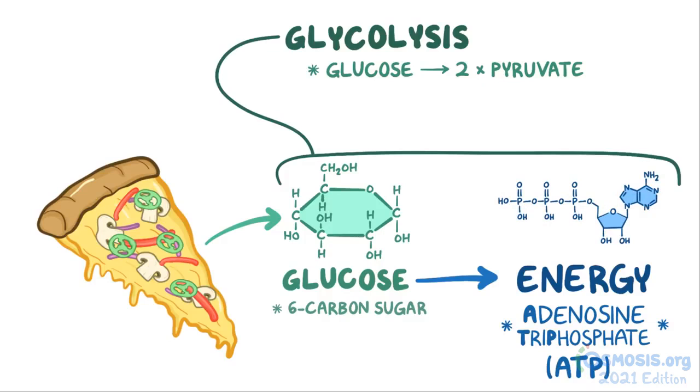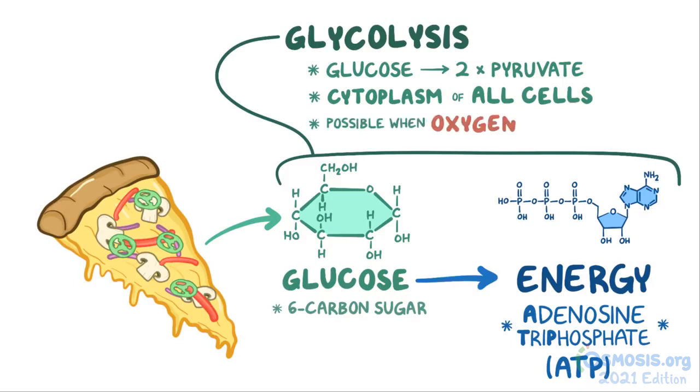Now, glycolysis happens in the cytoplasm of cells, and no special organelles or even oxygen are needed to turn glucose into ATP. Therefore, all cells can use glucose to make energy, and it's possible to do glycolysis even when oxygen levels are low.